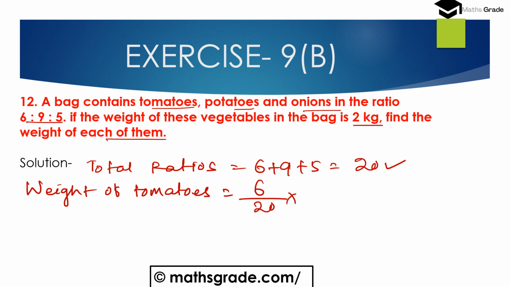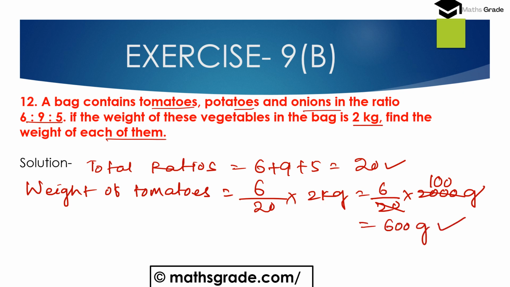We know 1 kg is 1000 gram and 2 kg will be 2000 gram. That is 6 divided by 20 multiplied with 2000 gram. And cancelling 20 and 2000, we know 20 multiplied by 100 is 2000. So 6 multiplied by 100 is 600 gram. Now weight of tomatoes is 600 gram.